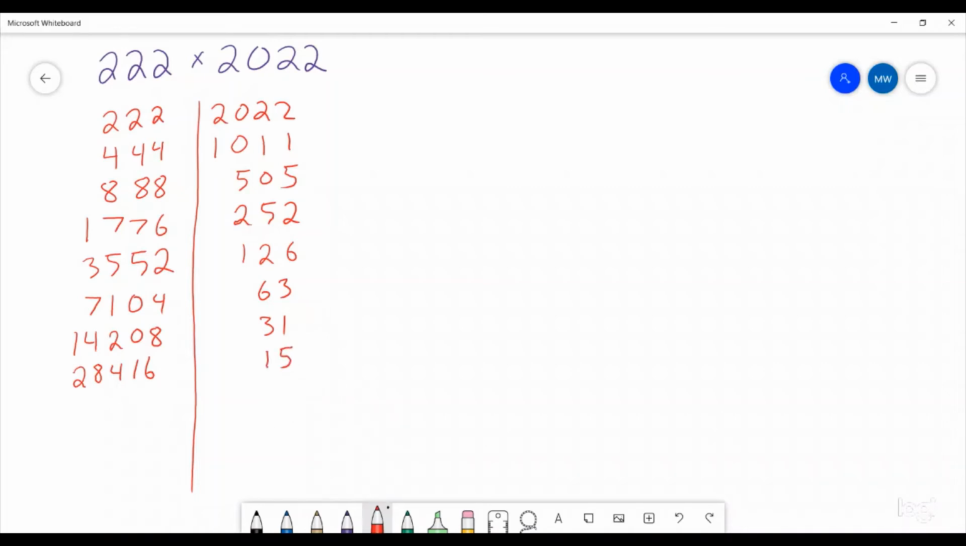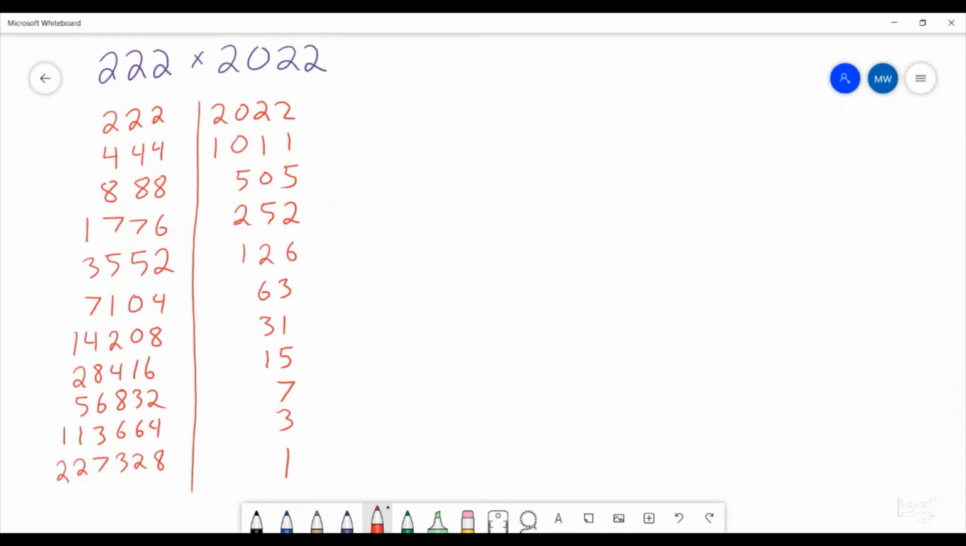Let's see, 28,416 times 2, that's 56,832. Let's see, 15 divided by 2, that gives us 7. Let's see, multiplying by 2 again, 113,664, and that's a 3, and then dividing that by 2 will give us a 1, so this is our last number, 227,328. Okay, now what do we do with this?